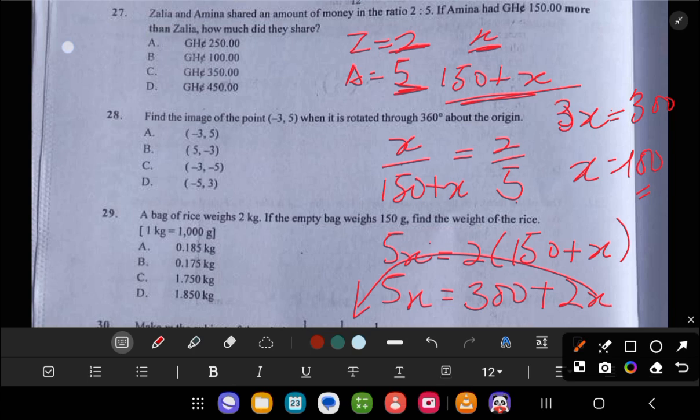To know how much they shared, we need Zalia's amount and we need Amina's amount. So Zalia had 100. So if Zalia had 100, Amina had 150 plus 100, which is what? 250. So 100 plus 250 is 350. So answer is C.